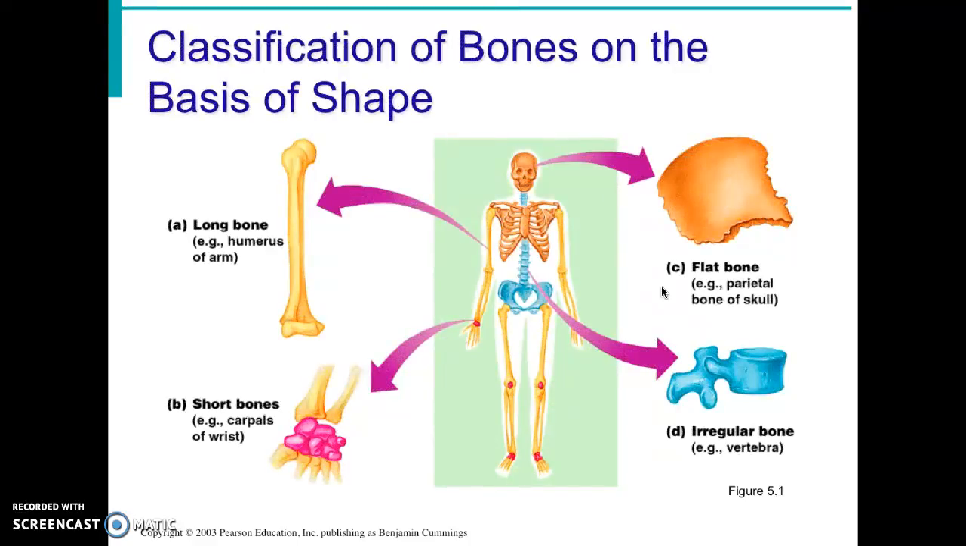Classifications of bones on the basis of shape. And this just shows an example of each type of bone. Here it has the long bone, which is the humerus of your arm, which is right here. So you can see that it's longer than it is wide. The short bones here are the different bones in your wrist. The flat bone is your skull. This is the parietal bone of your skull. The irregular bone, which you can see, the vertebrae and the pelvis are irregularly shaped.